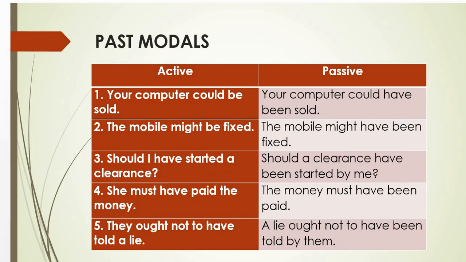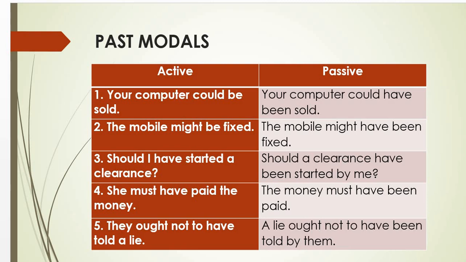Let's look at the past modals examples. Your computer could be solved. Your computer could have been solved. The mobile might be fixed. The mobile might have been fixed. Should I have started a clearance? Should a clearance have been started by me?